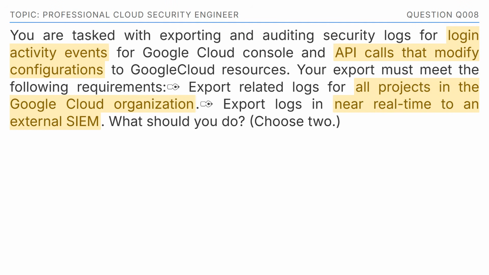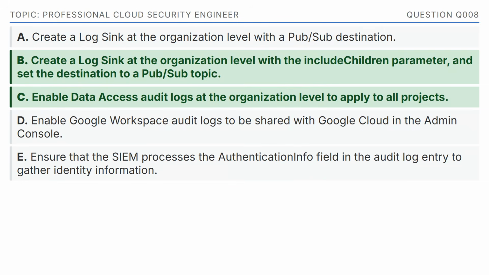To arrive at the correct answer, we focus on the keywords: login activity events, API calls that modify configurations, all projects in the Google Cloud organization, near real-time to an external SIEM. The correct answers are option B, create a log sink at the organization level with the include children parameter, and set the destination to a Pub/Sub topic, and option C, enable data access audit logs at the organization level to apply to all projects.